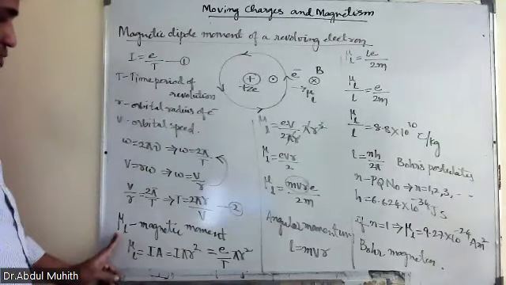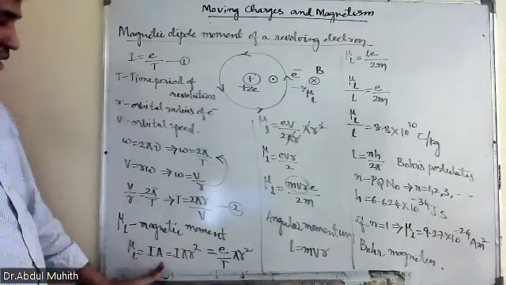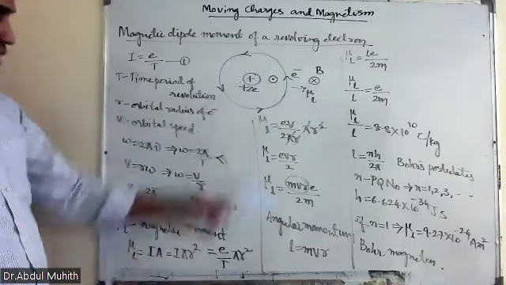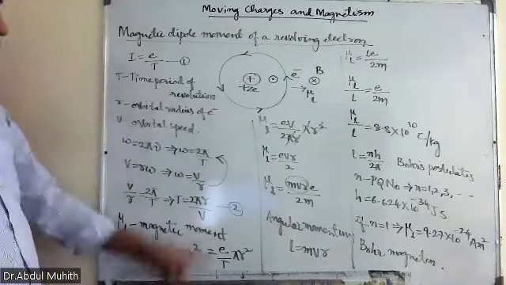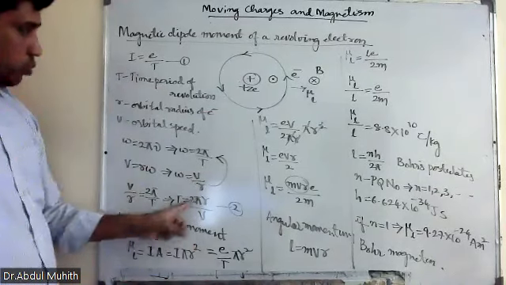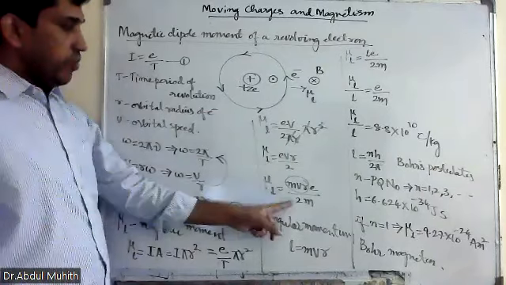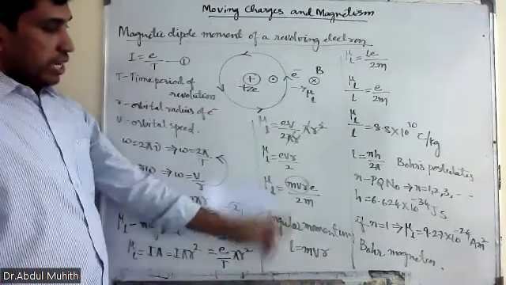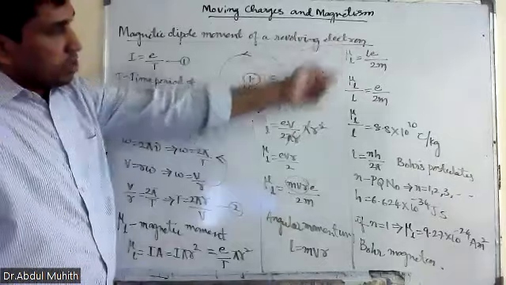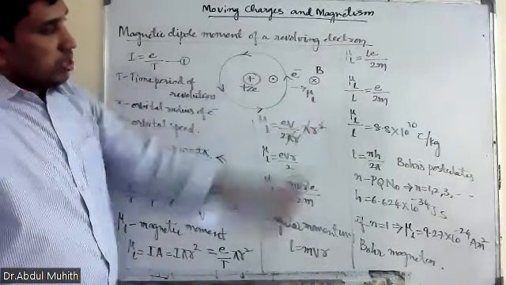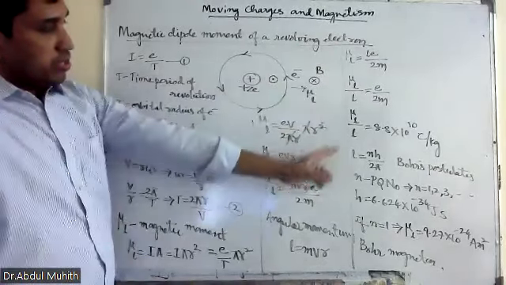So mu L is the magnetic moment. That is, magnetic moment is I into A, I into pi r square, because the area of the circle is pi r square. What is I? E by T. What is T again? T is 2 pi r by V. Substitute here. This will go away and we are left with this one. Multiply and divide by m. Then we get L is equal to MVR. We substituted back, cross multiply this, and we get the Bohr magneton. So that value is given there.